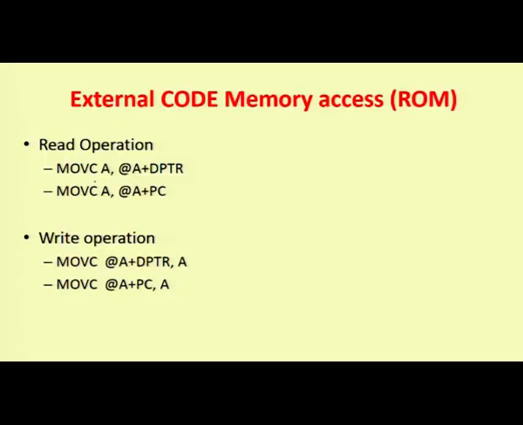The same thing, one more instruction in the move family, which is MOVC, move code, which is to perform external code memory access. External code memory means ROM. Internally we have 4 kilobytes, other than that you can extend up to 64 kilobytes. When you want to access it, we use MOVC A, @A+DPTR or via the program counter. Here we use only the 16-bit registers, DPTR and program counter. This is a relative address: the base address plus the relative address are added, then its corresponding content is moved to the accumulator. So, these are read operations.